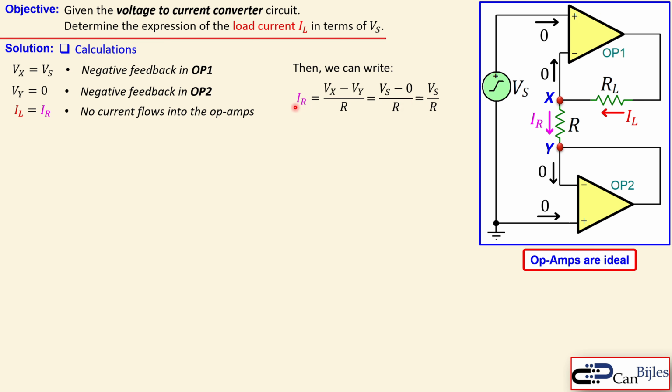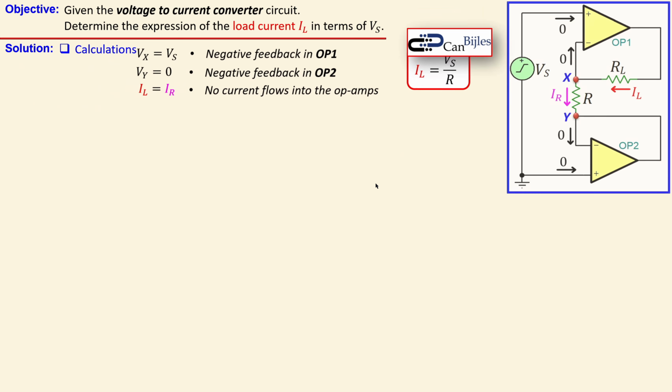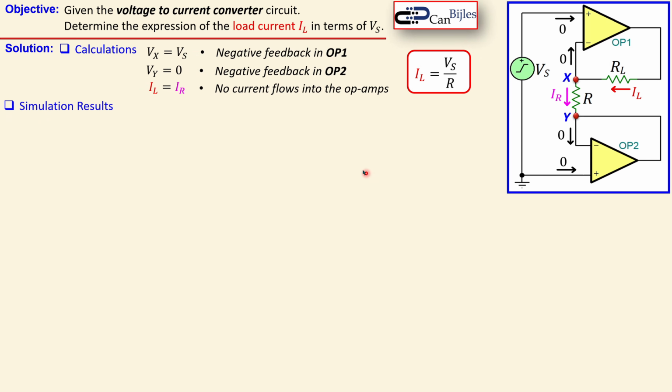Since IR is equal to IL, we can say the load current is equal to the input voltage over the resistor R. So this resistor here will set the load current which is flowing through this load resistor, and this load resistor is not in this equation, so it is not affecting the load current in this case. That's interesting. We will check that shortly. Okay, let's now go to the simulation results to see that this is indeed the correct expression for our load current in terms of the source voltage.